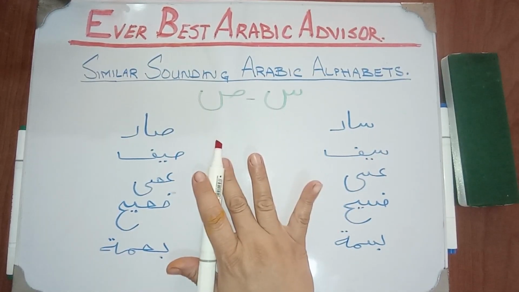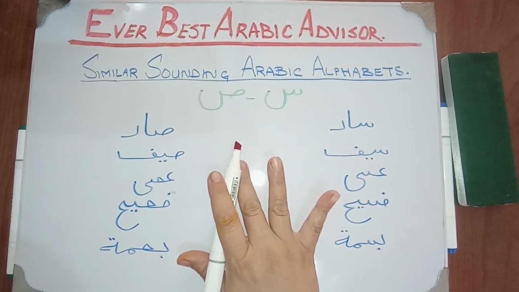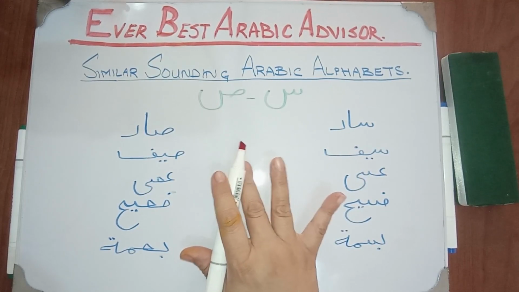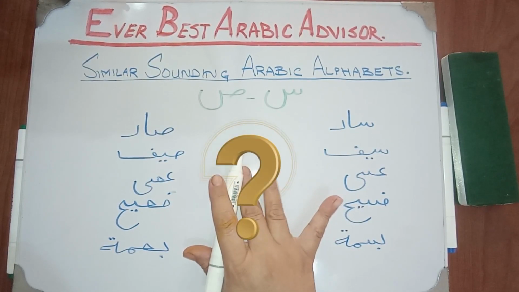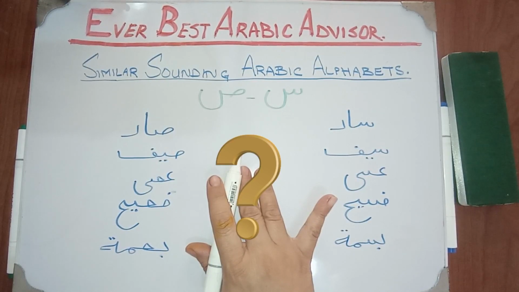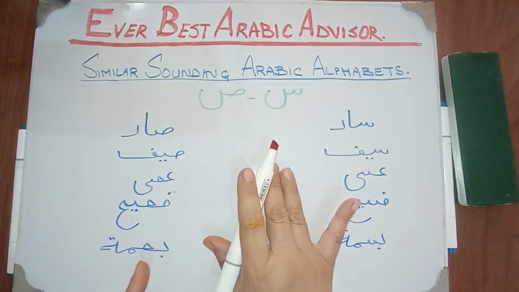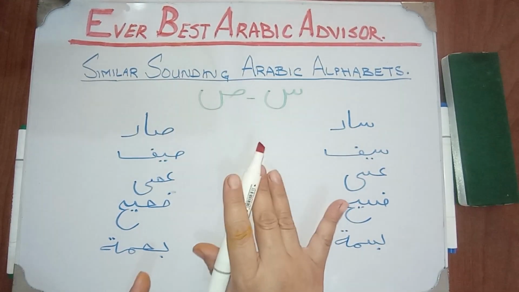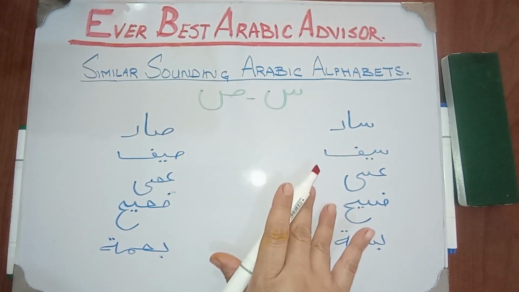Sin and Sod, two confusing letters of the Arabic alphabet. Are you also confused? Let's move toward the video. I will teach you in this video how you can differentiate and how you can be a pro in speaking Sin and Sod through words.